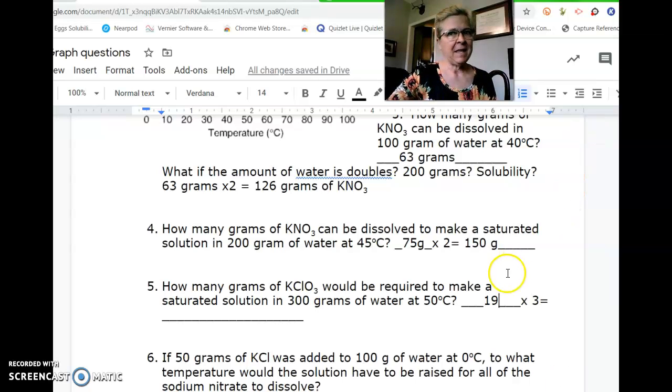All right, but that is not our answer. Remember, we have 3 times the amount of water. So 3 times the amount of water, 3 times 19 is going to give us, it looks like, 57 grams. I apologize if I didn't get it right. Let me check my work really quick. 19 times 3. Yay, I got it right.